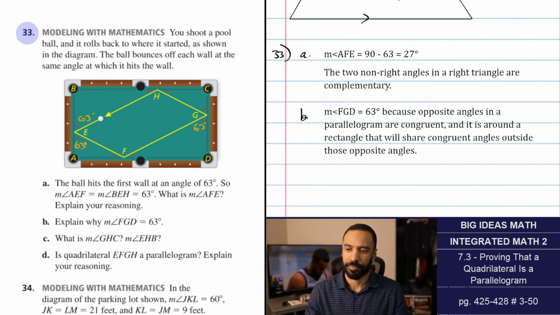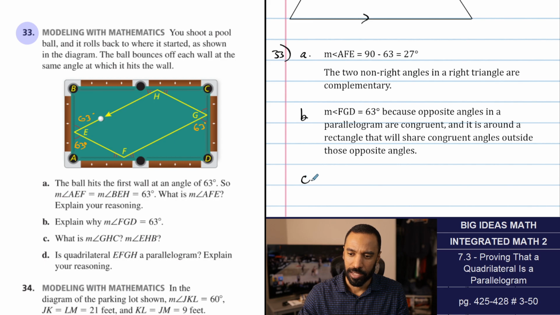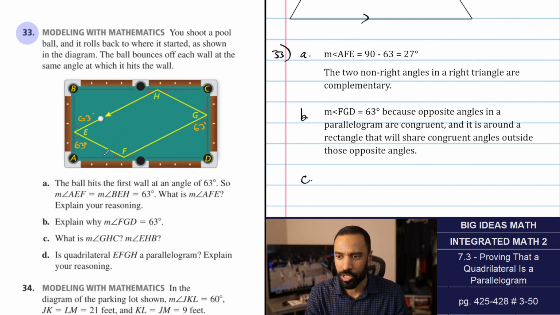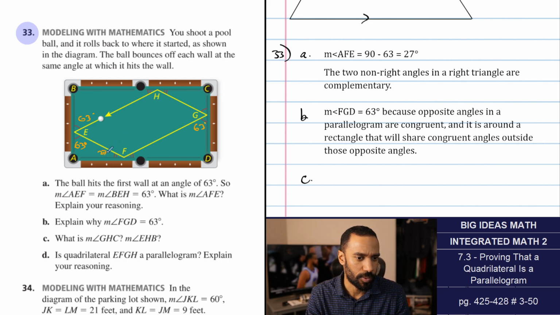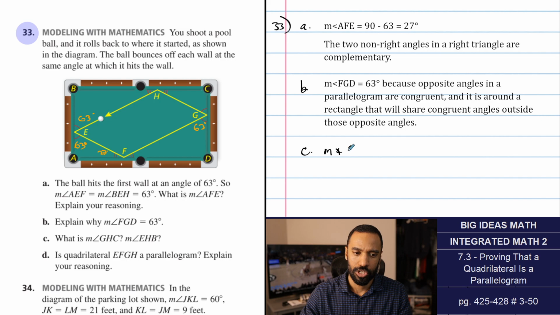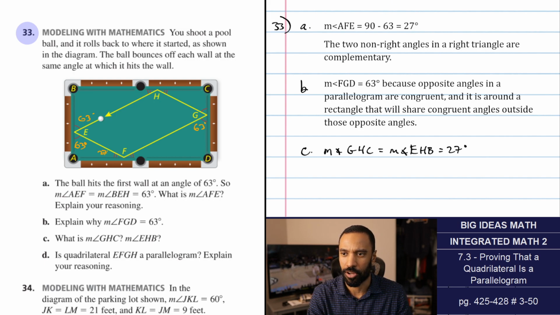All right, part C. What is the measure of angle GHC? GHC is this guy. You cannot see that at all. GHC is this guy. And EHB, well, whatever they are, they're going to be the same for that kind of same reason. I should have mentioned, so this was 27 degrees. If this is 27 degrees, then those are going to be 27 degrees. The measure of angle GHC is going to be the same as the measure of angle EHB, which is 27 degrees, same as that AFE, or whatever they called it, EFA.